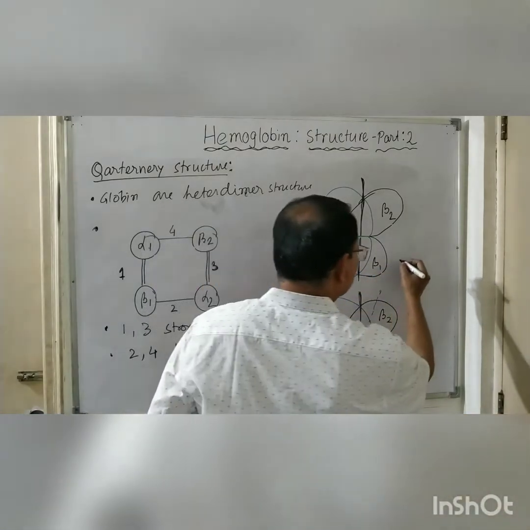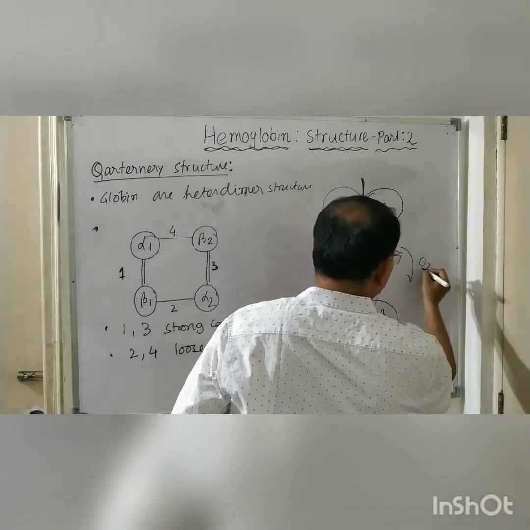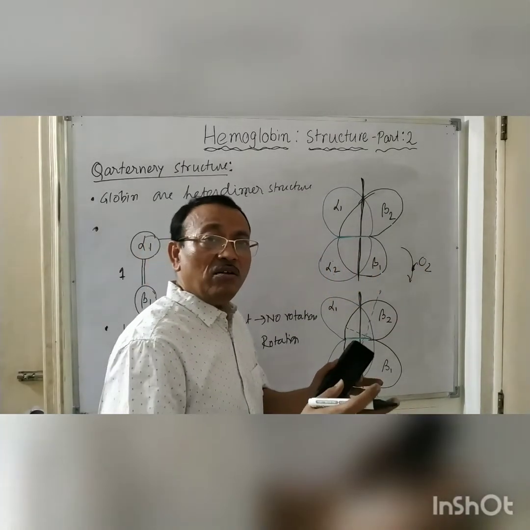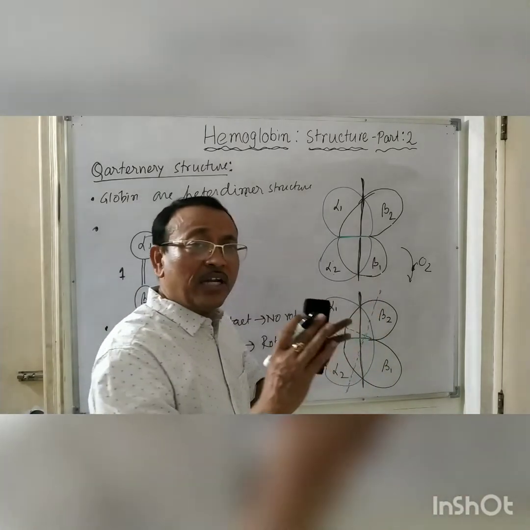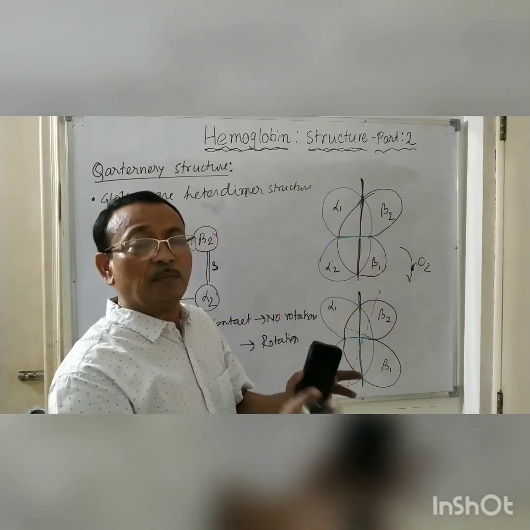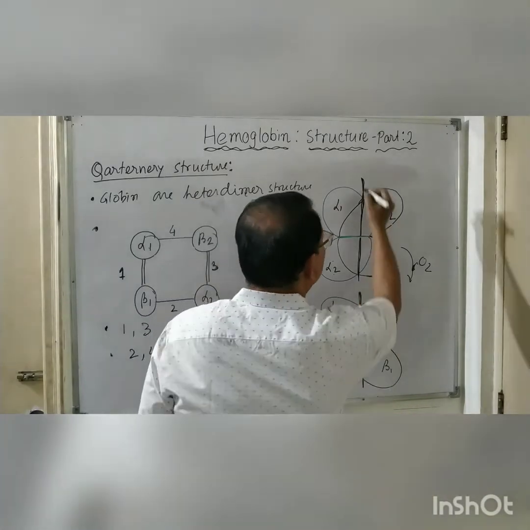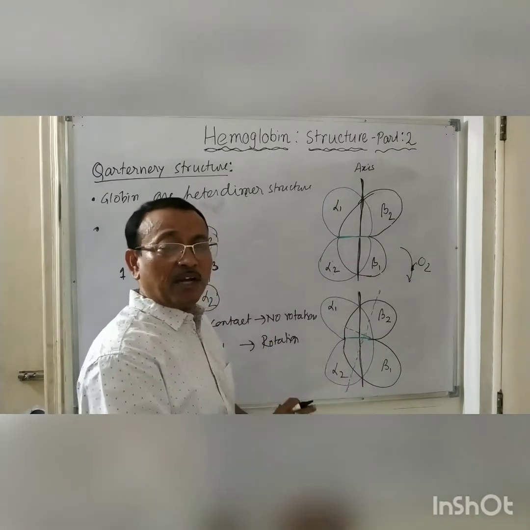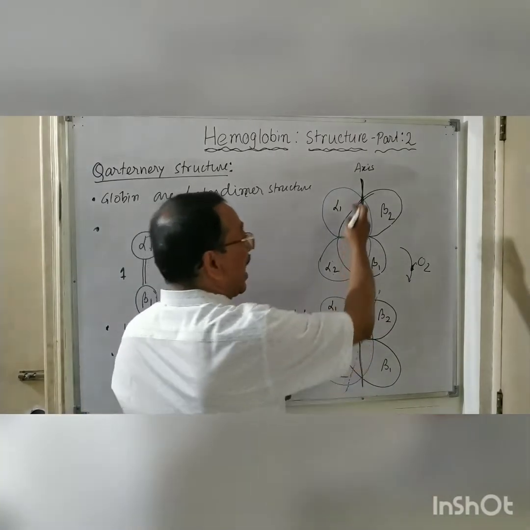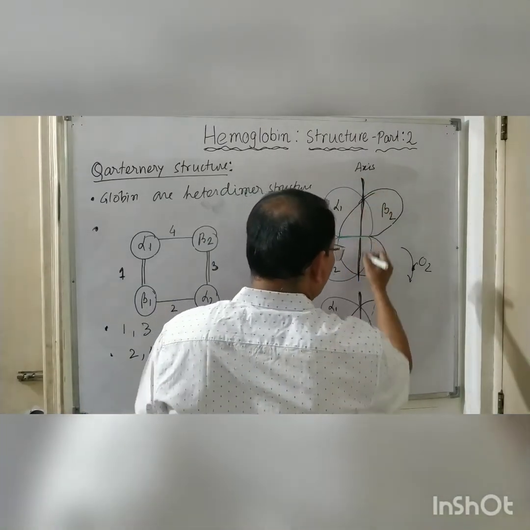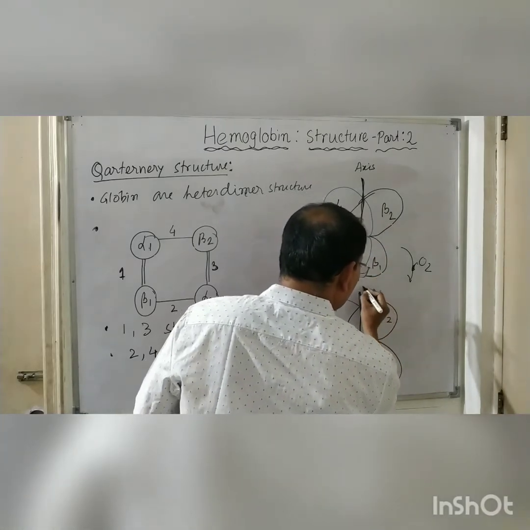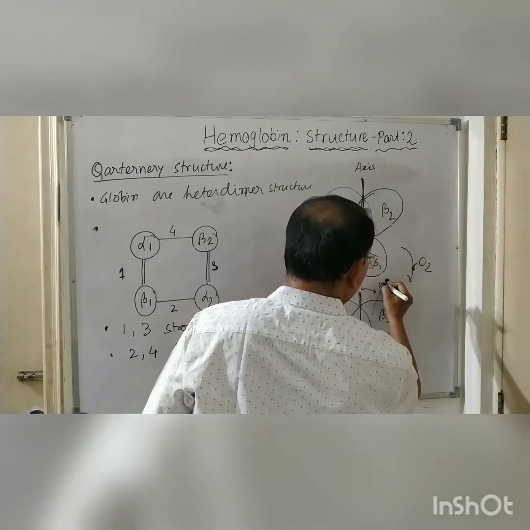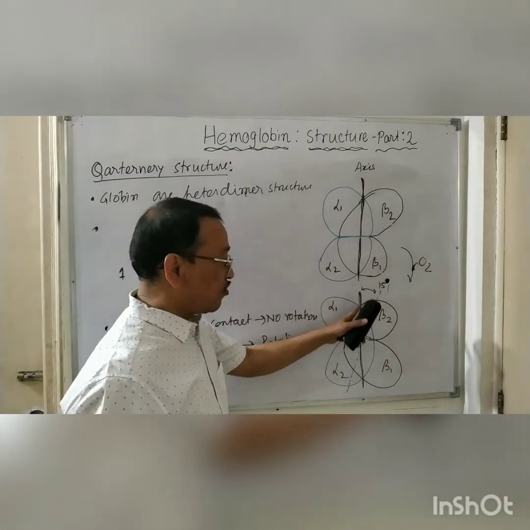Once oxygenation starts, then what happens? There is a 15-degree rotation from the axis. This is the axis of the heterodimer. From this axis, here you see the 15-degree rotation is initiated from the axis.